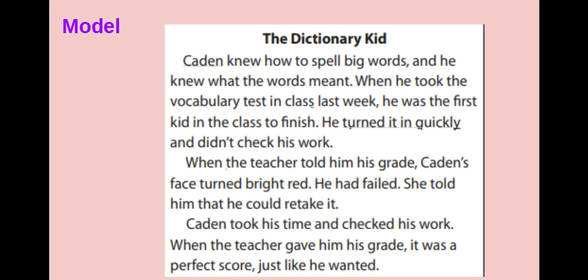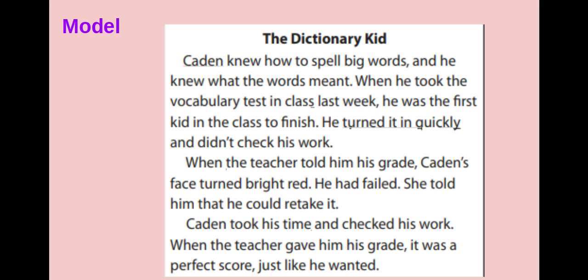When the teacher told him his grade, Caden's face turned bright red. He had failed. She told him that he could retake it. So the problem in our story must be that he failed his test. Caden took his time and checked his work. When the teacher gave him his grade, it was a perfect score, just like he wanted. So Caden was able to find a solution to his problem by taking his time and checking his work instead of just being the first one to hand in a test.